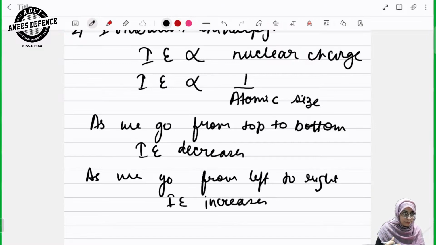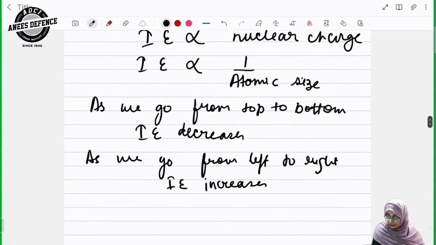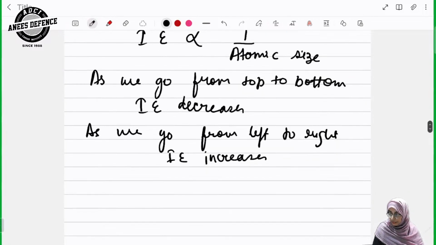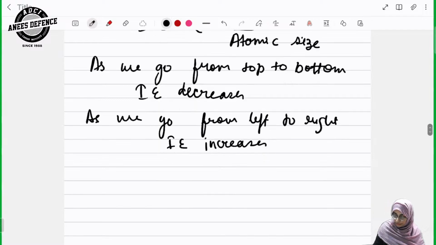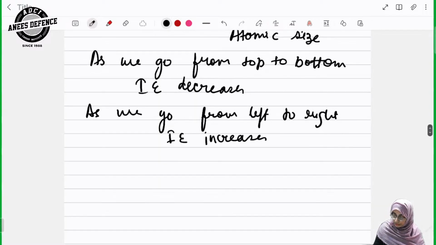And from top to bottom, what happens? The atomic size increases. And as the atomic size increases, the removal of the electron becomes easier. So a lesser amount of energy is required to remove the loose electron. So we have discussed till here.